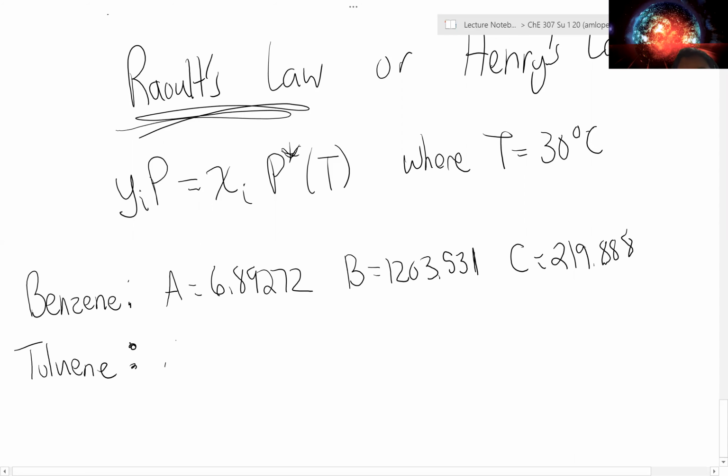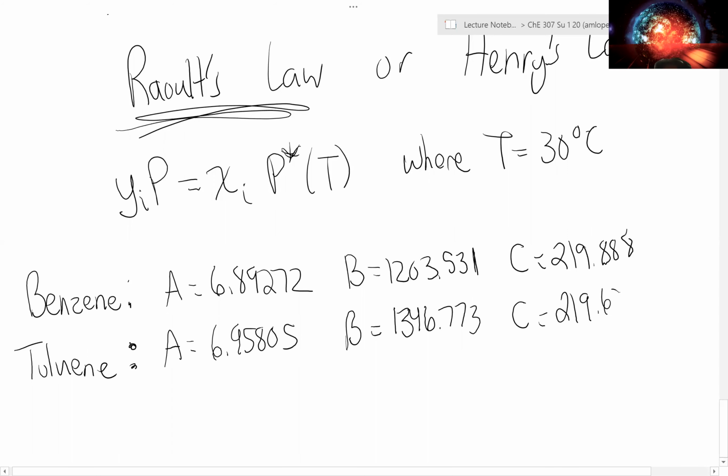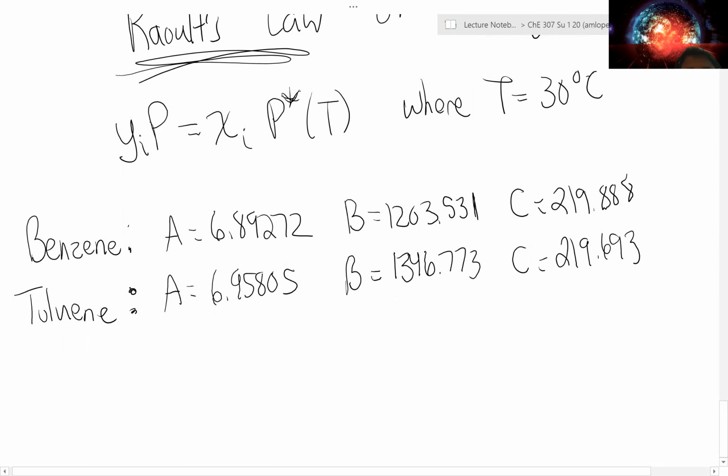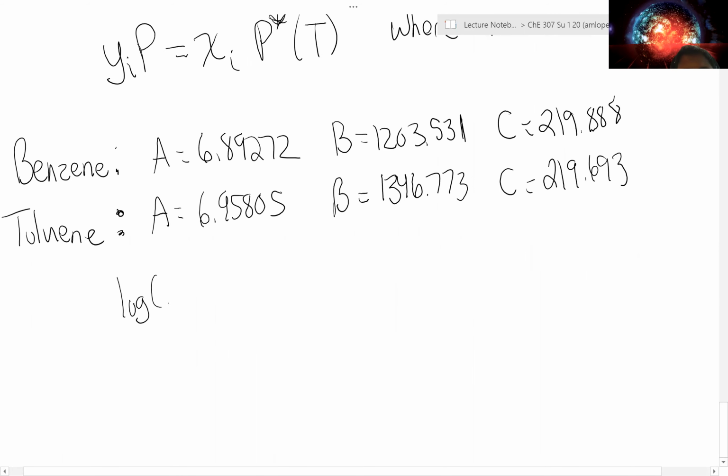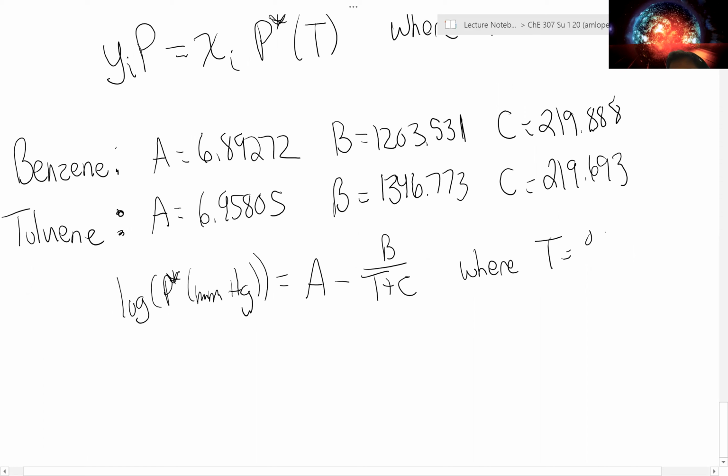For toluene, I have A is equal to 6.95805, B is equal to 1346.773, and C is equal to 219.693. And once again, reminding you that it gives your vapor pressure in terms of millimeters of mercury. And the expression looks like this, log P star equals A minus B over T plus C, where T is in degrees Celsius.